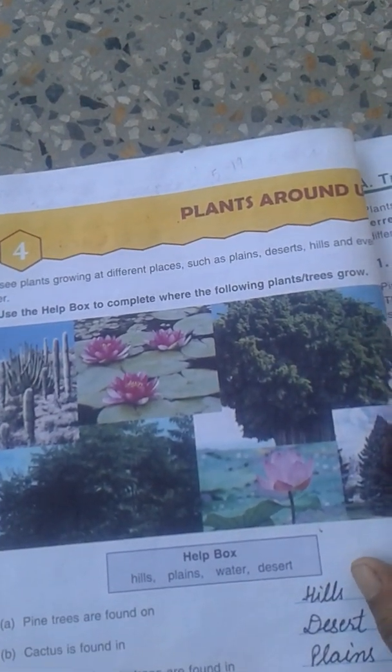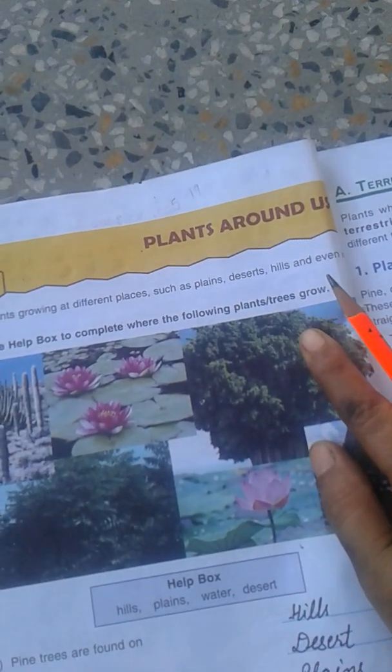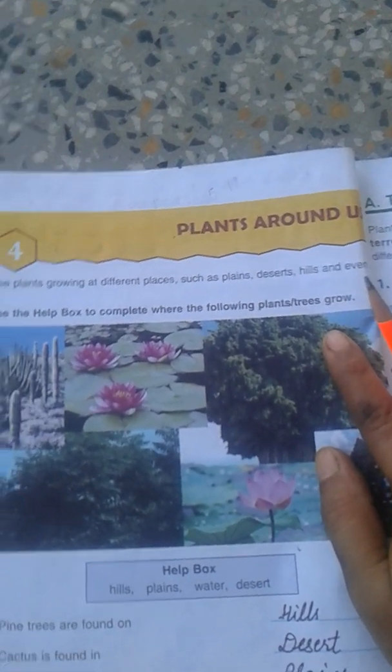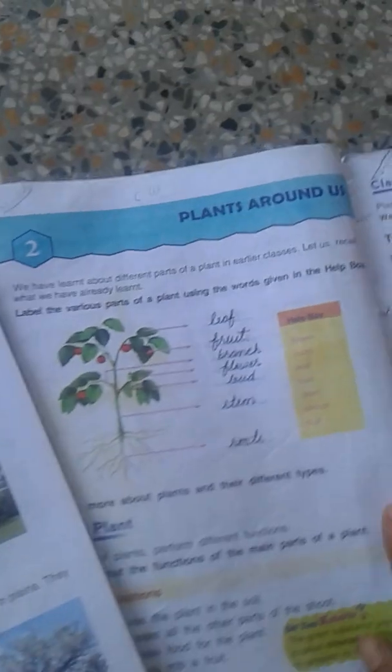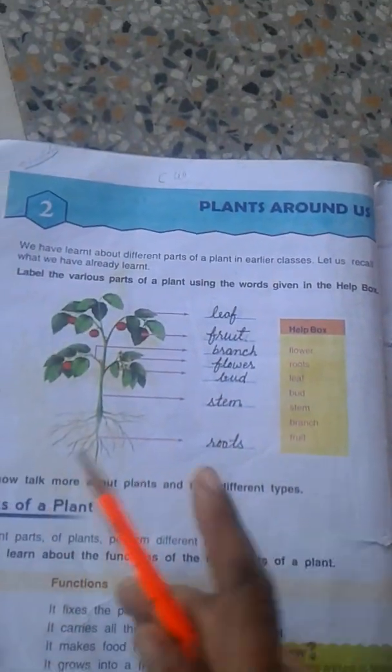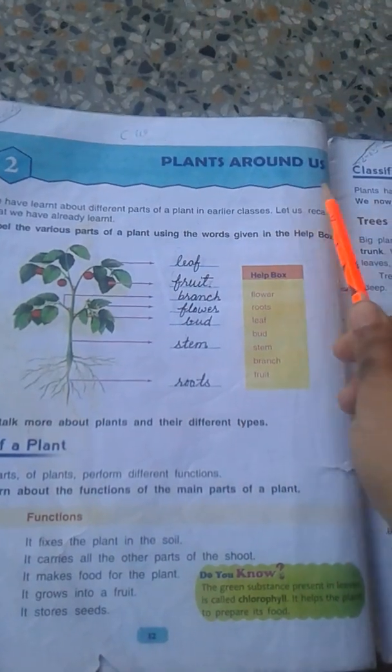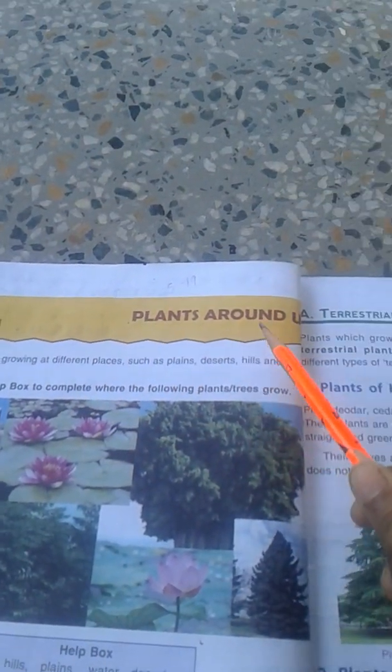Dear students, our next chapter is Plants Around Us, and this chapter you have also read in class 3rd. I will show you. This is your 3rd class book, and in 3rd class your second chapter is also Plants Around Us, and in 4th class your 4th chapter is also Plants Around Us.